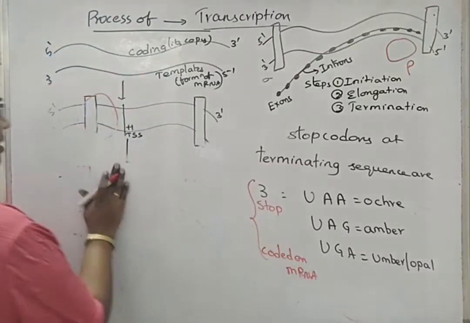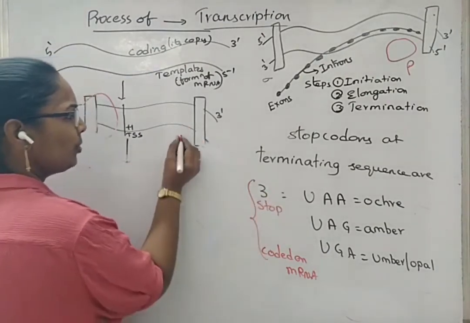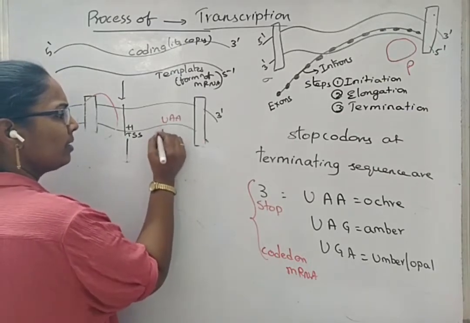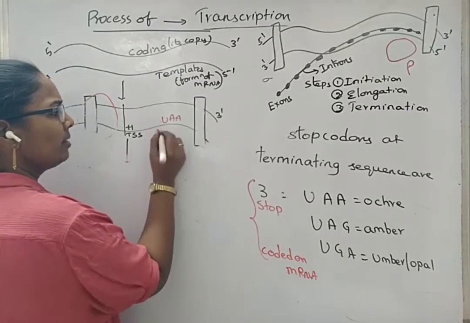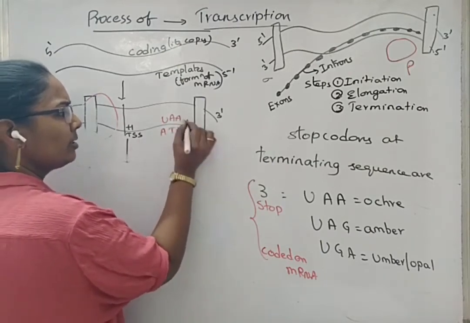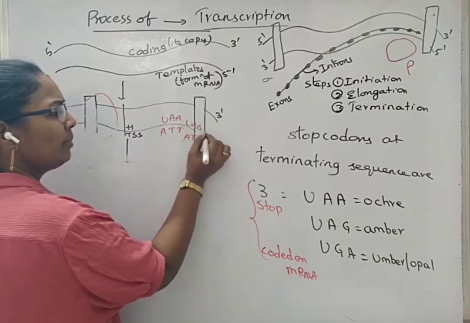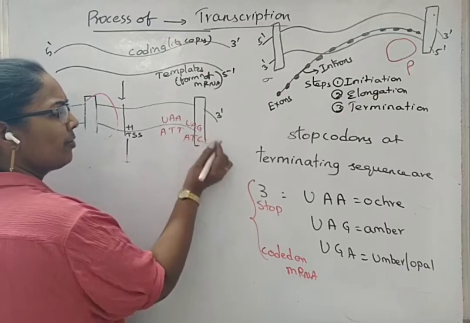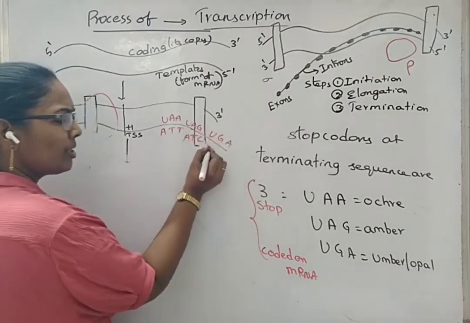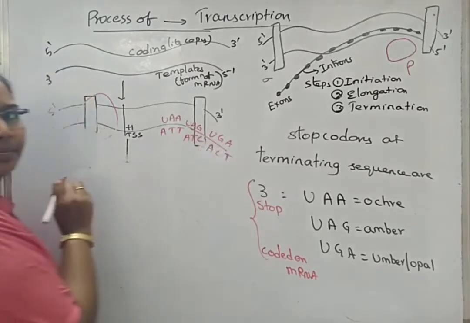It means that the template strand will be having some sequence. For UAA on mRNA, the template will be having adenine, thymine. For UAG of mRNA, it will be having adenine, thymine, cytosine. For UGA of mRNA, the codon sequence on template strand will be adenine, cytosine, thymine.